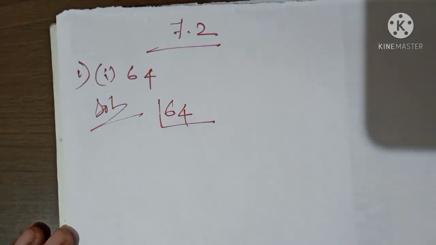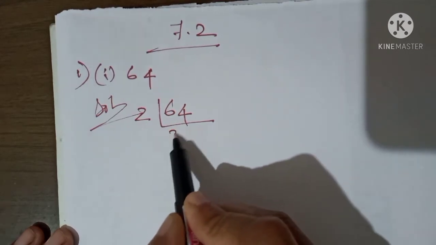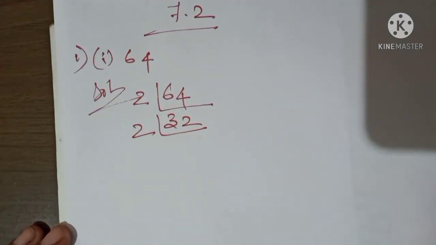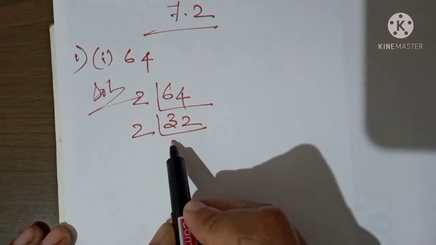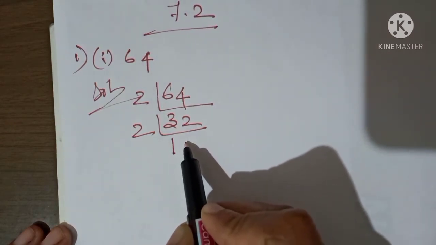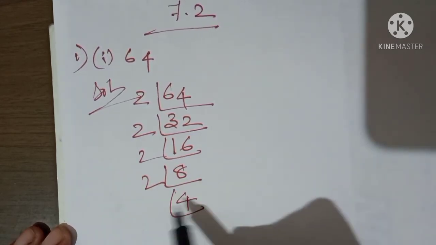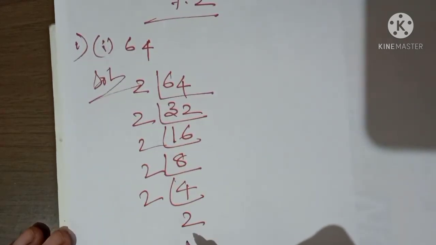64 is divisible by 2. So 3 2s are 6, 2 2s are 4. Again, it is divisible by 2. You can also do with me, children. So 1 2 is 2, 1 balance. Then 6 2s are 12. Again 2, 8 2s are 16. 2, 4 2s are 8. Again 2, 2 2s are 4.